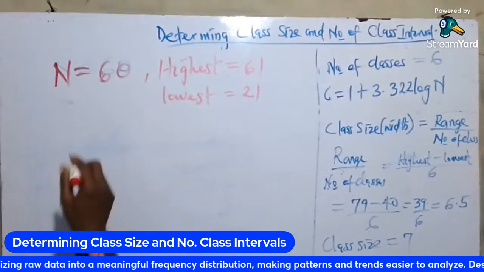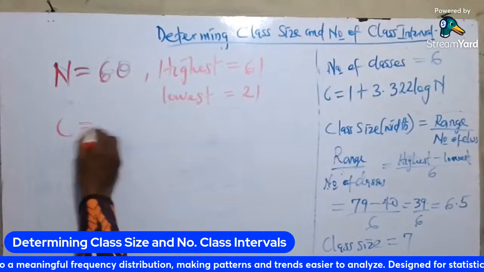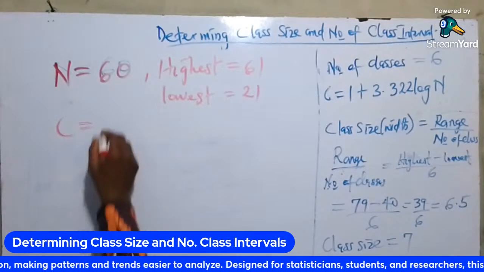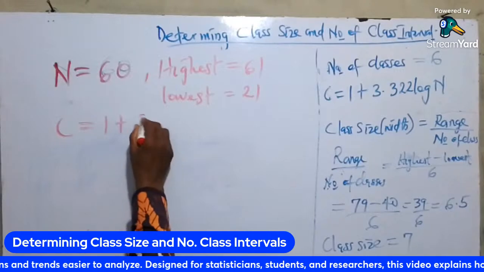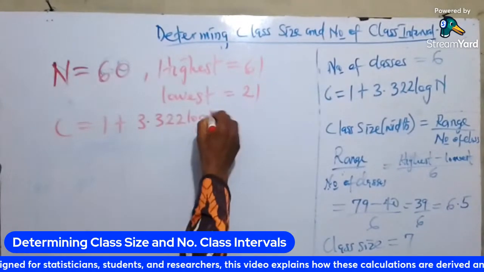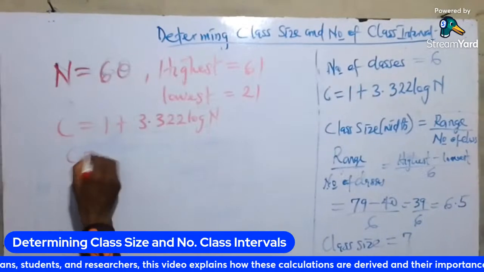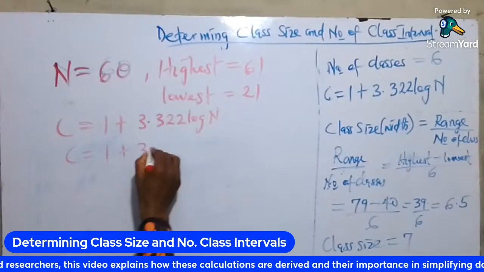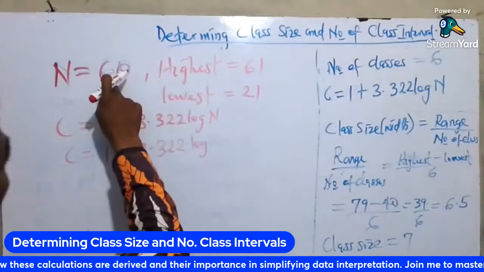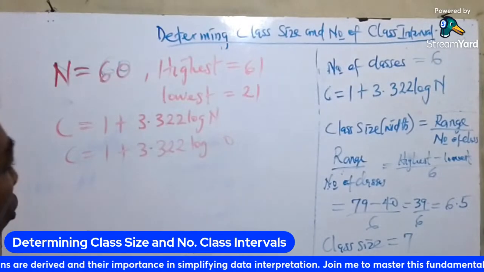So in determining that, the first thing is that you want to know how many classes you are going to have, how many class intervals. So you use the formula 1 plus 3.322 log n. So what is your n now? Your c is equal to 1 plus 3.322 log, your n is 60. So log 60.